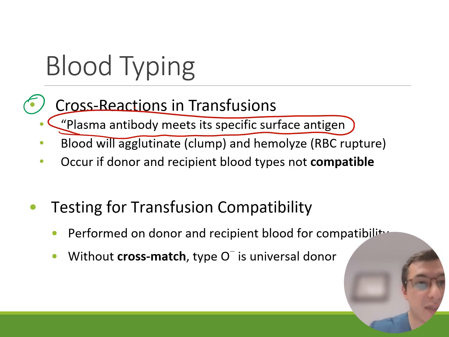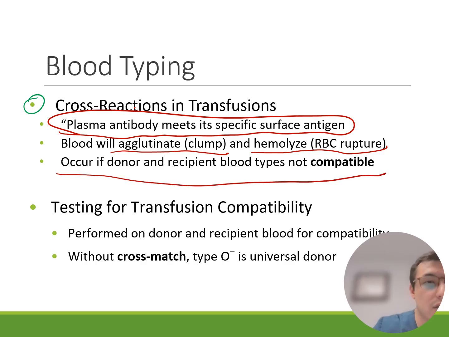So remember that your plasma cells are releasing antibodies. Once the agglutinin, which is the antibody, meets with the agglutinogen, which is the surface antigen specific to that type of blood, it will cause the agglutination or clumping of those cells, and eventually they will hemolyze and rupture because of other inflammatory factors, complement molecules. But we want to make sure that the person is compatible. If it is not, a lot of issues will occur.